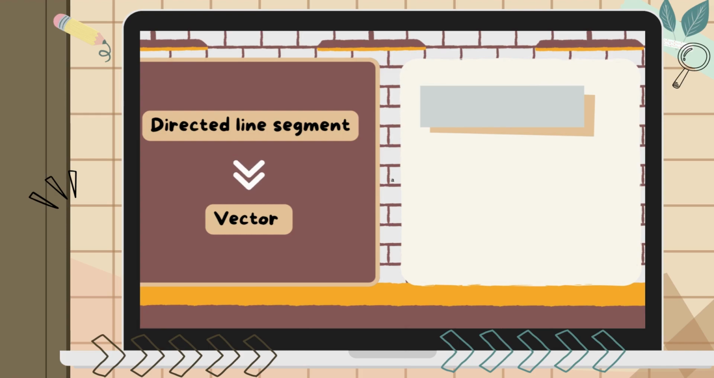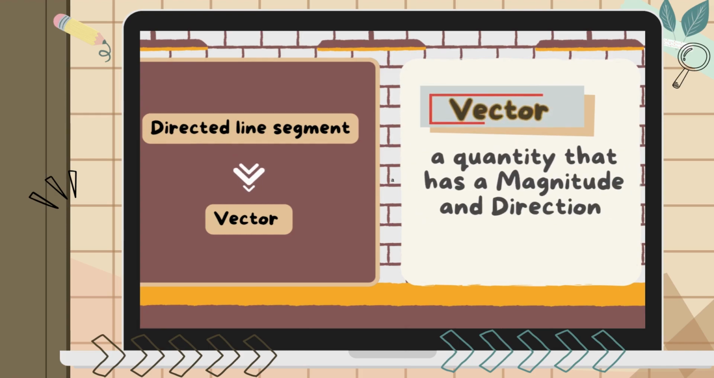Now, to represent any vector quantity, we have to state its magnitude and its direction. Hence, to represent it geometrically, we usually use a directed line segment.